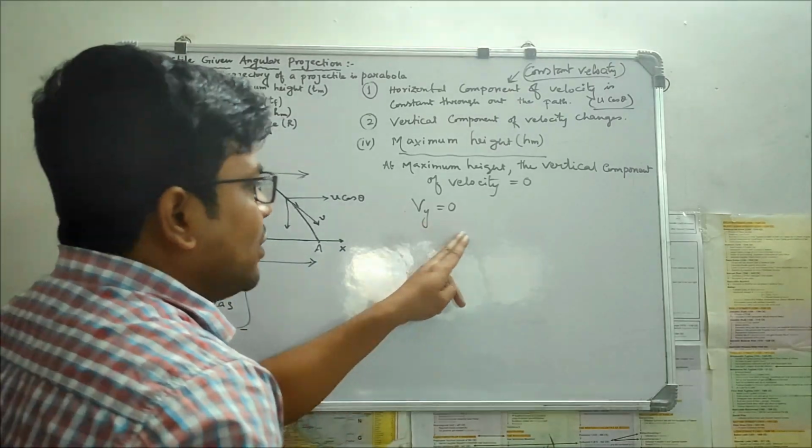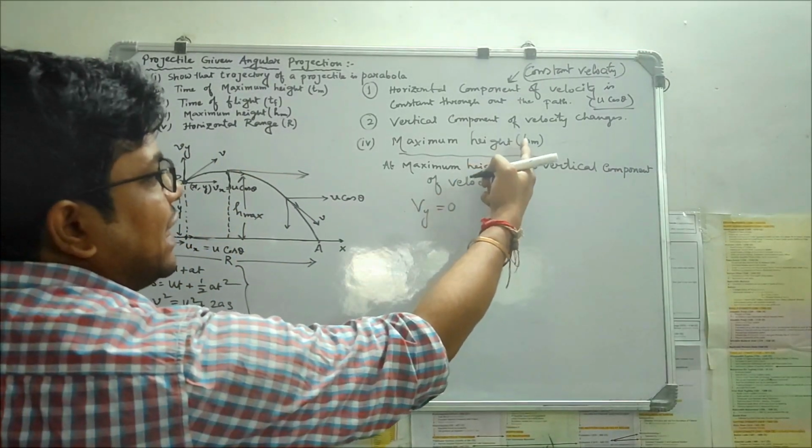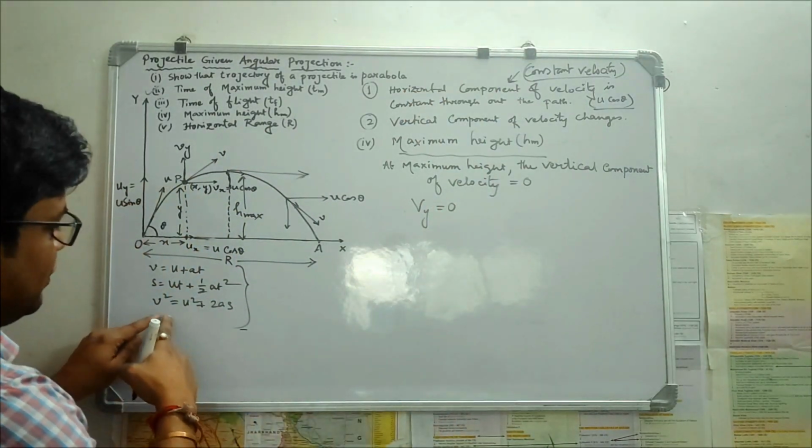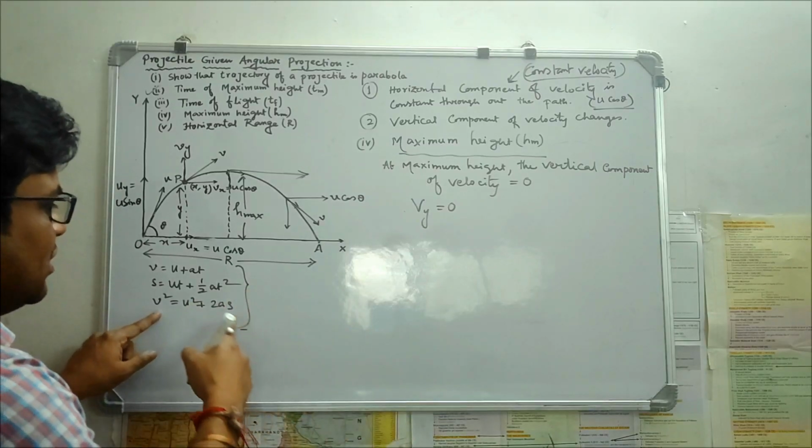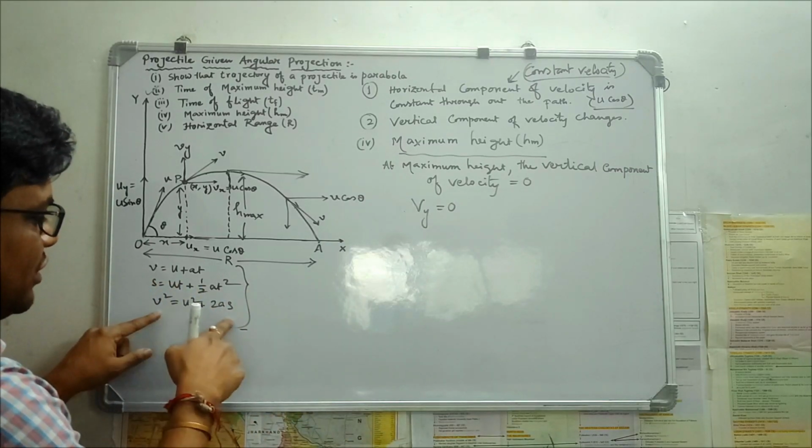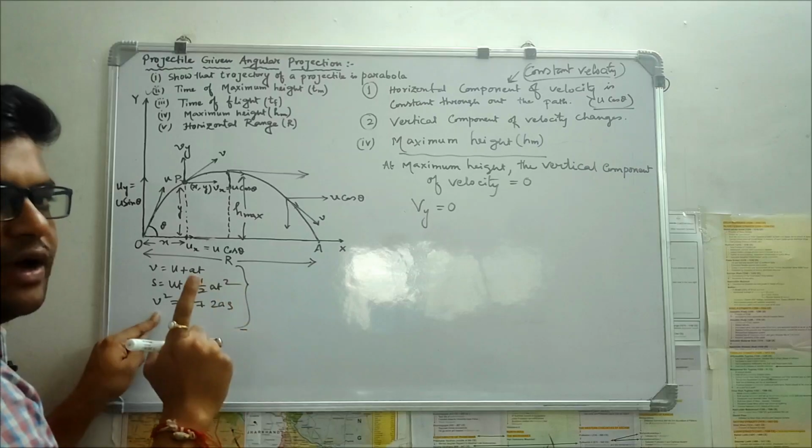Clear? So now as Vy is 0, I have to calculate the height. Height means displacement. So we will use this equation because I don't need time here. So we will not use this equation. We will use this equation, V square equals to U square plus 2as.